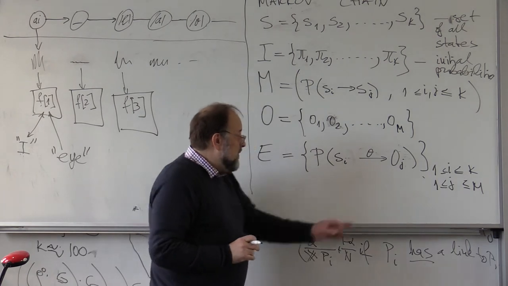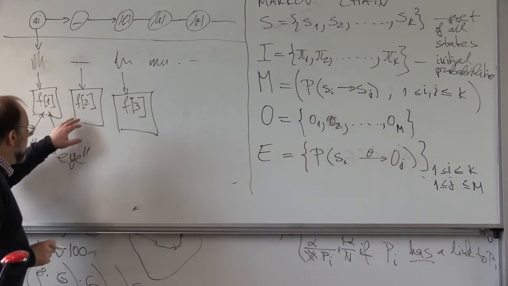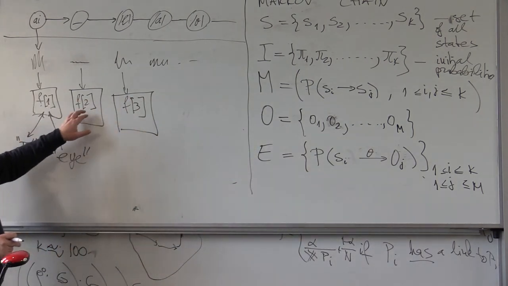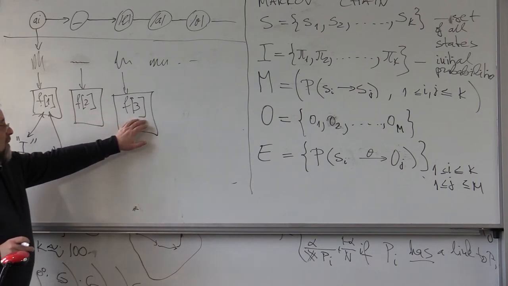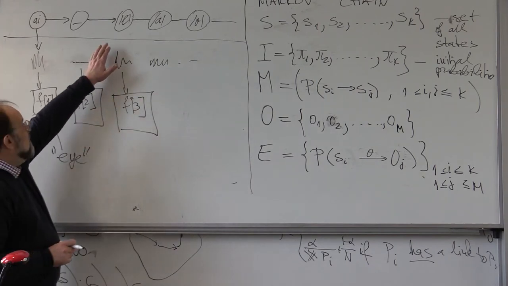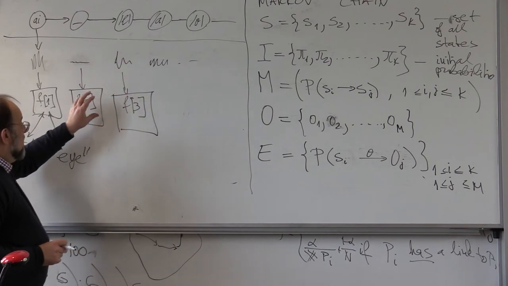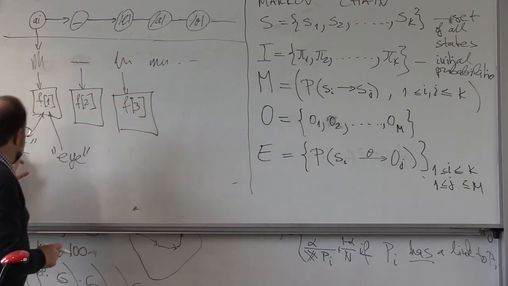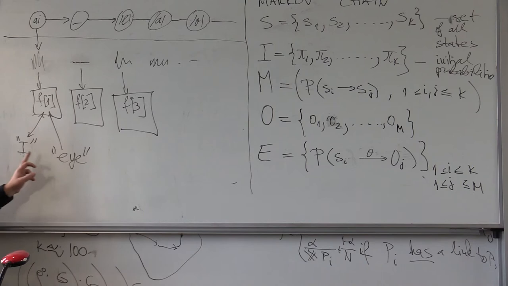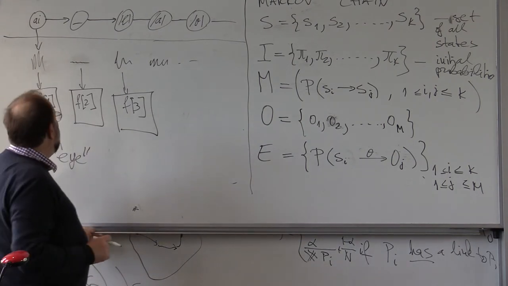For every possible observable, for every type of feature vector, for every phoneme, there will be a collection of different feature vectors that might correspond to that spoken phoneme, but with different probabilities. So this is what you get.